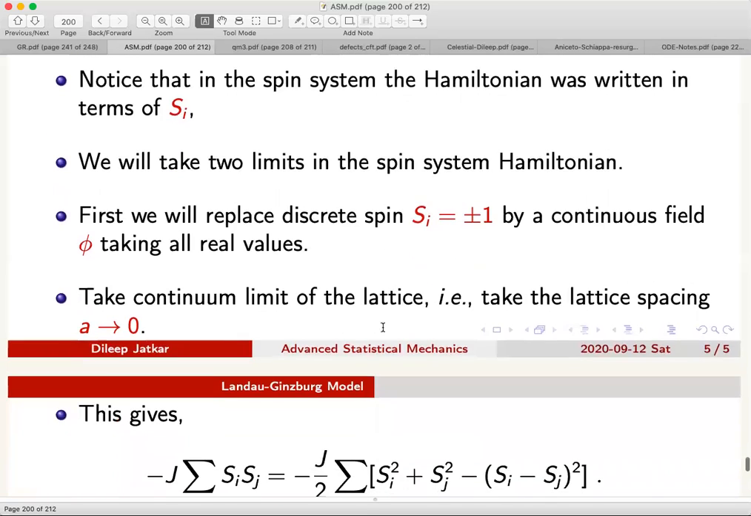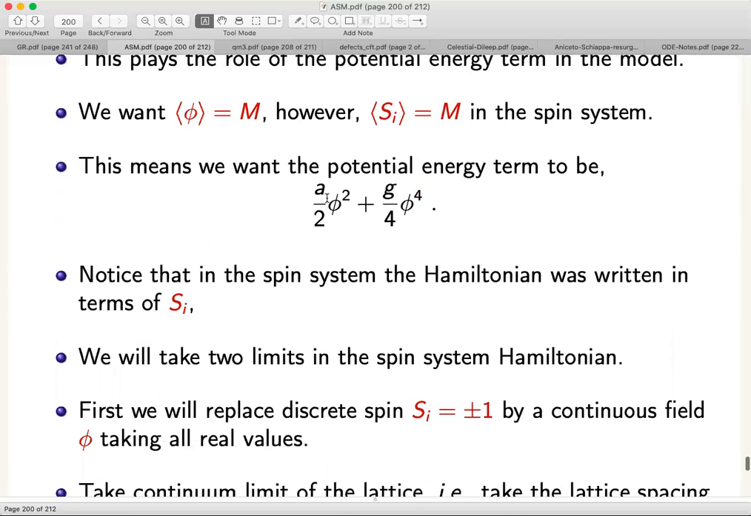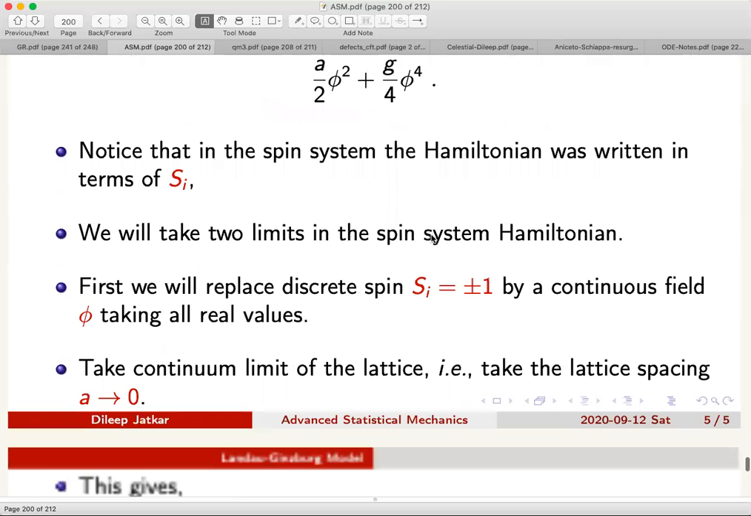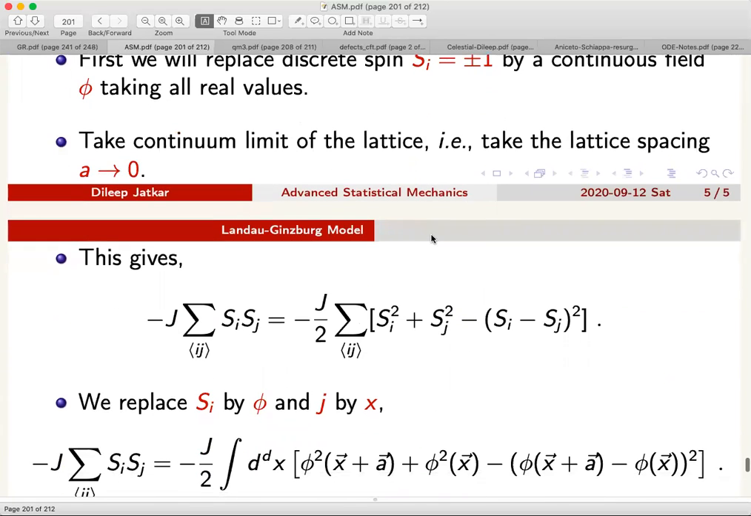As I said, there are two limits that we want to take in the Hamiltonian. One is of course that you replace the discrete variable by a continuous one, and the second is that you take the continuum limit of the lattice. That means you take the lattice spacing going to 0 at some point. This is very unfortunate, that I used A here as well as A here. This A and that A have nothing to do with each other. Maybe I should call this some other variable. I suddenly realized.